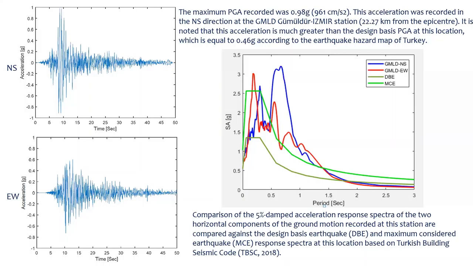Acceleration response spectra of these two horizontal components of this motion. In blue you have the north-south direction, in red you have the east-west direction. You can see that both of them overpass both the design basis and the maximum considered earthquake spectra for that area, again based on the current Turkish seismic code.